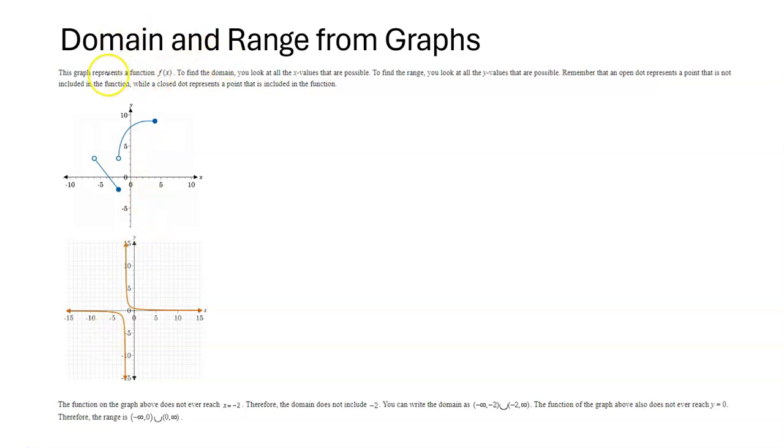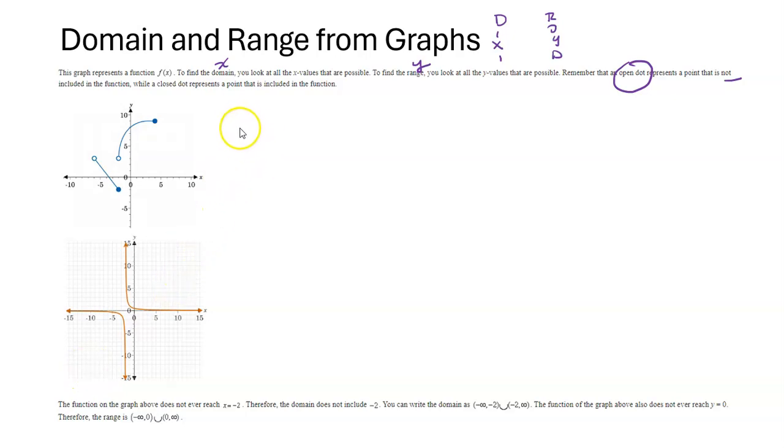Okay, domain and range from graphs. So this graph represents a function. To find the domain, remember, domain, x, you look at the x values. To find the range, you look at the y values. Remember that an open dot means that that point is not included, while a closed dot means that it's included, okay? So let's see, the function in the graph above, x equals -2, that's this one. X will never reach, I'm so sorry, hold on.